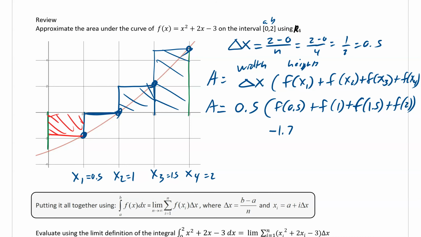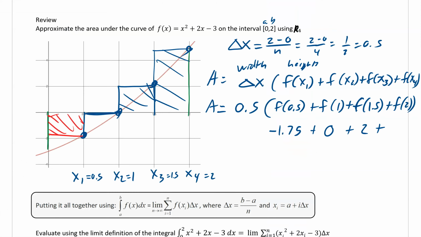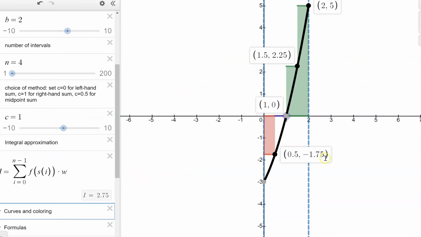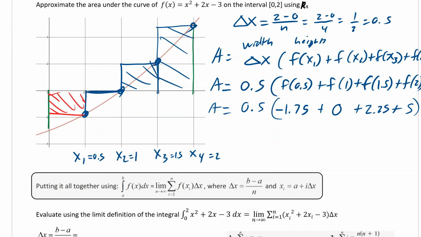So negative 1.75, 0, 2, and then the last one was 5. So checking them again, negative 0.75, 0, 2.25, and 5 are our heights. So 2.25 is what it should have been, and then 5. And so if we multiply all that by 0.5, we will get our answer, which is 2.75.